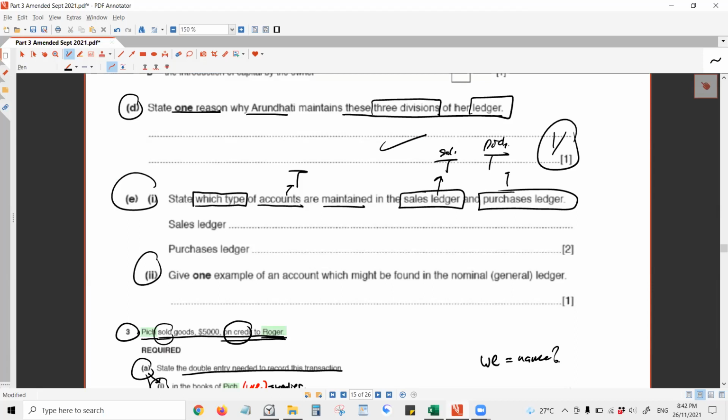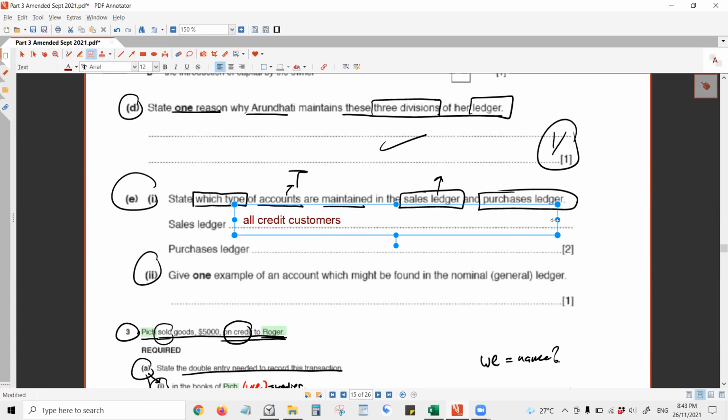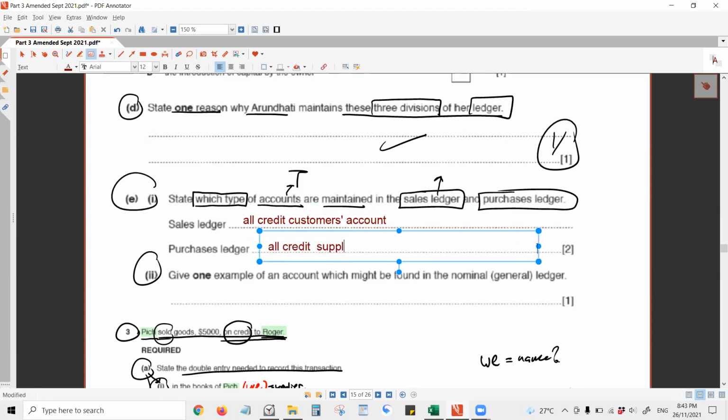Okay, so now you know the sales ledger is a section in the book. The purchases ledger is also a section in the ledger book. And what do they contain? Let's write, very easy. Write together. Sales ledger contains what type of accounts? All the credit customers' accounts. Credit customers means customers who owe us money. All credit customers' accounts. Okay, so 2 marks.